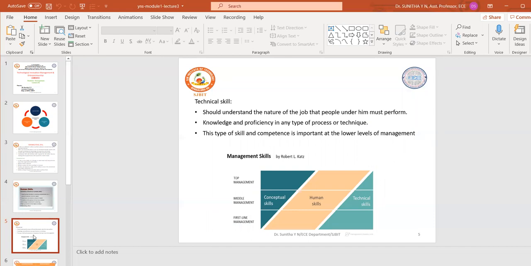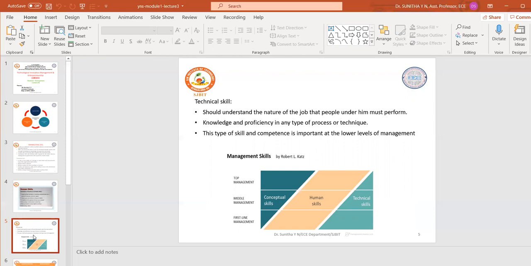One should understand the nature of the job that people under him must perform. If I am a manager, that doesn't mean that what my subordinates do, I need not know about it. It's not like that. If you know those things, then only you can guide them, control them, and monitor them. Whether what they are doing is correct or wrong, you can decide only if you know those jobs which are done by the subordinates.